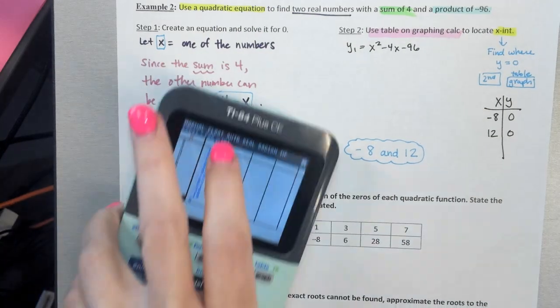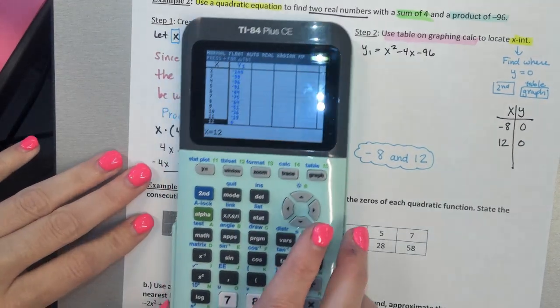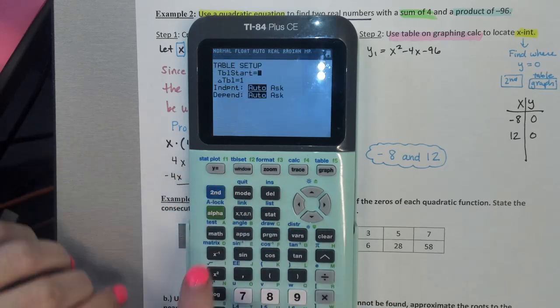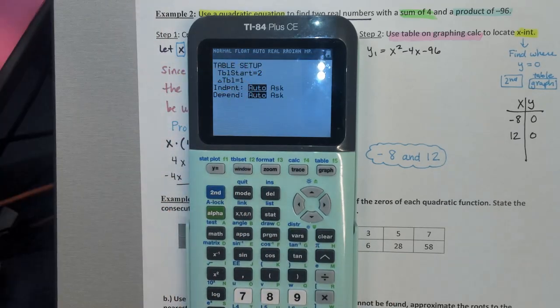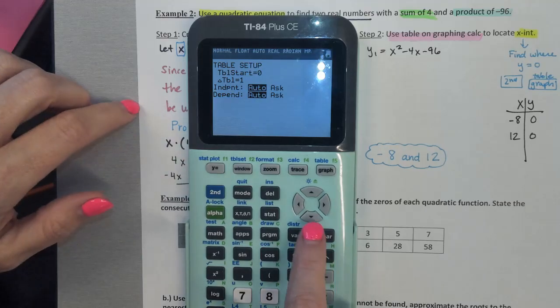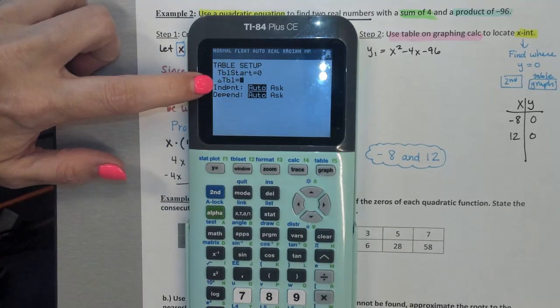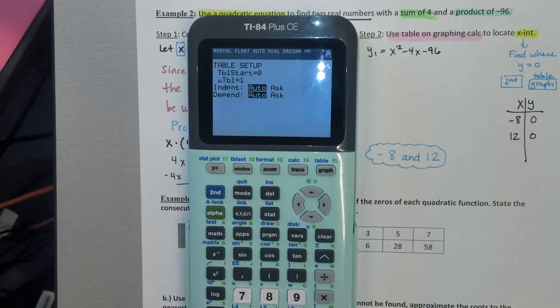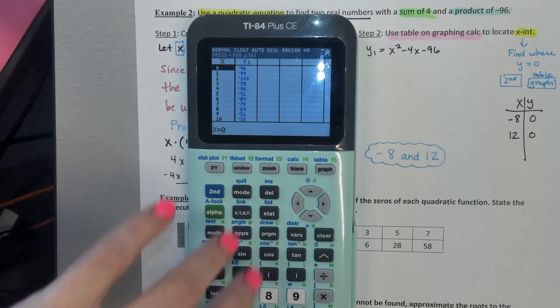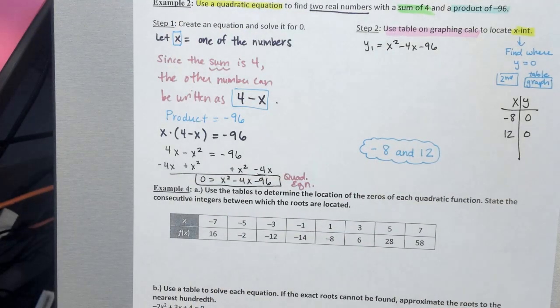All right. And then I do want to just show you this key as well, this little table set button. If you go to second table set, they're going to ask you where you want your table to start. So if you want to start it at a certain value, like 0, you could do that. And then remember, this means the change in the table. That will make it go up by 1s. That's what you should have as your default setting anyway. Okay, but just in case you need to use that, I wanted to show it to you.